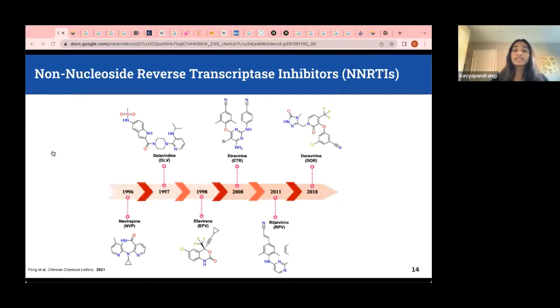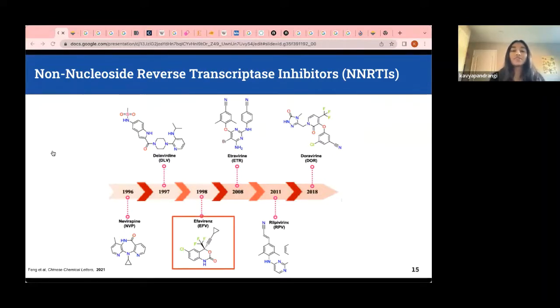Currently, there are 6 FDA-approved non-nucleoside reverse transcriptase inhibitors, and I might butcher their names, but it's nevirapine, delavirdine, efavirenz, etravirine, rilpivirine, and doravirine, the first 3 of which are first-generation NNRTIs, and the second 3 are second-generation NNRTIs.